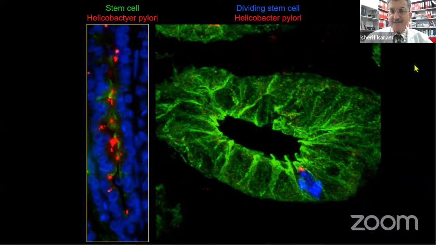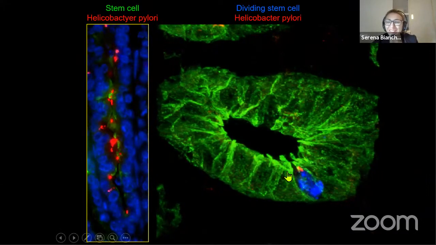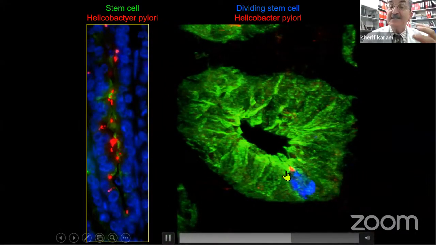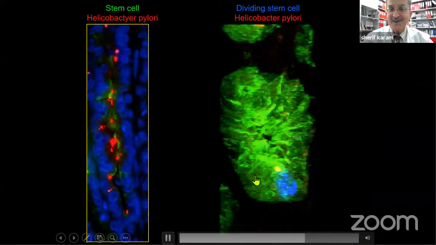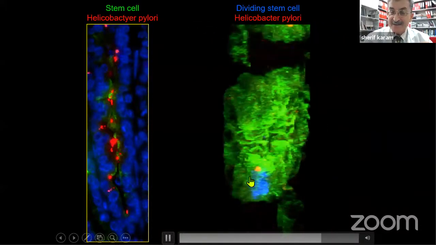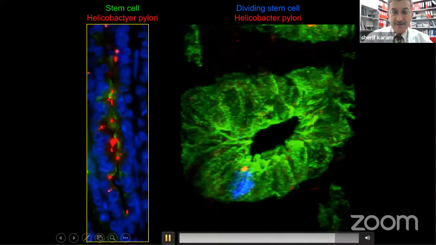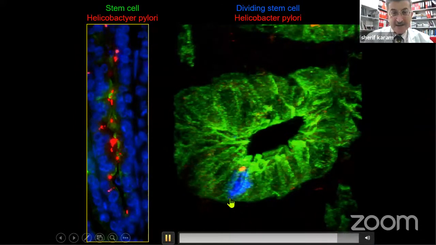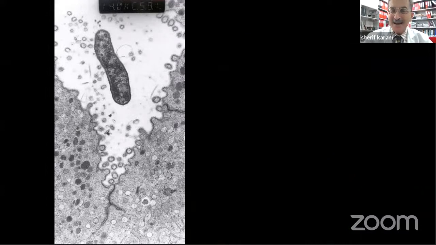So this is the evidence that shows that H. pylori is actually inside the cell, not only attached to the surface, but within the cell. Now, if I move to the next slide to further confirm this, we did some electron microscopic analysis of these mice after they ingested the H. pylori. Here we see a transmission electron micrograph showing the H. pylori in the lumen of the gastric gland.